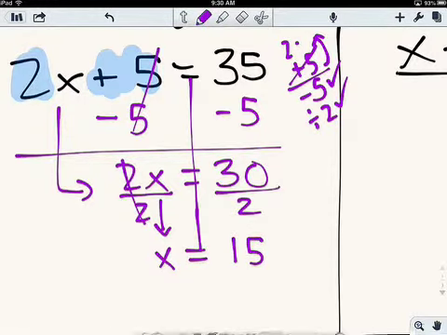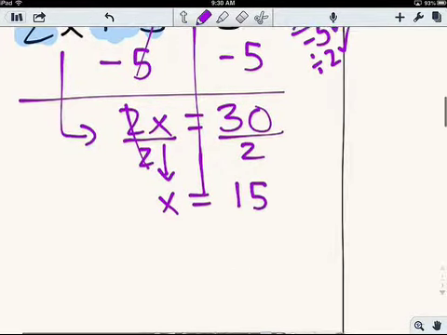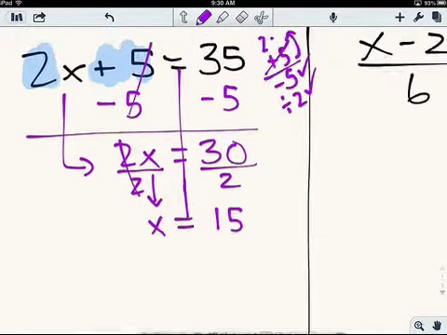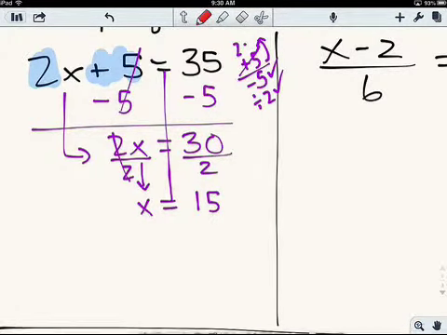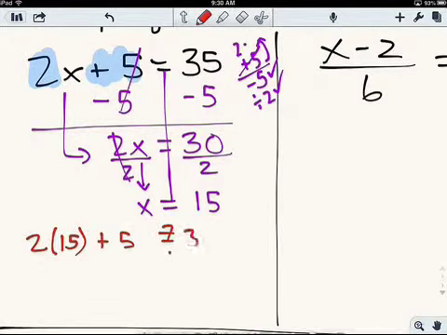And so I've taken two steps, and now x is all on its lonesome here, so it seems like I may have solved the equation. I'm just going to double check to make sure I have by plugging my value of 15 back in. So this is the way you check. If I've got x equals 15, if I think that's the right answer, I'll check it by going 2 and then replacing the x with 15, plus 5, and I'm checking to see if that's equal to 35.